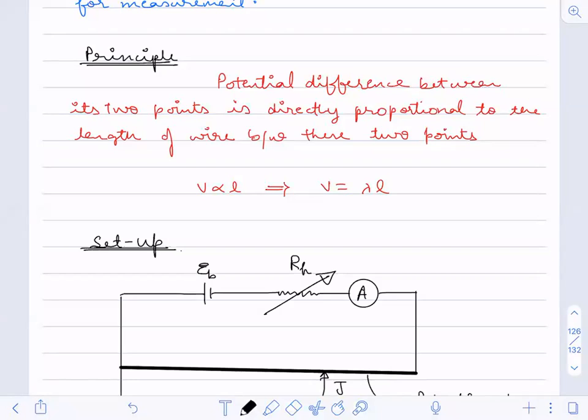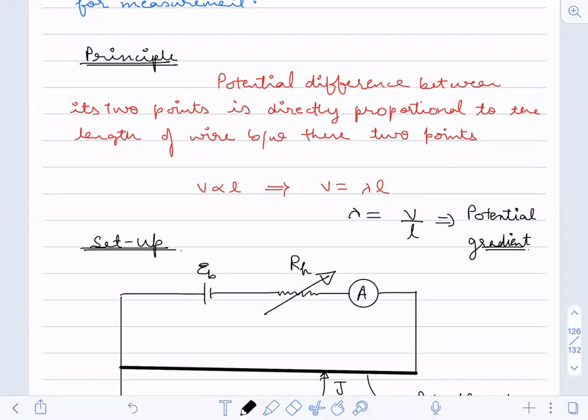Here lambda is the proportionality constant, and its value is V by L. This is called the potential gradient. Understood? Potential gradient means potential per unit length.